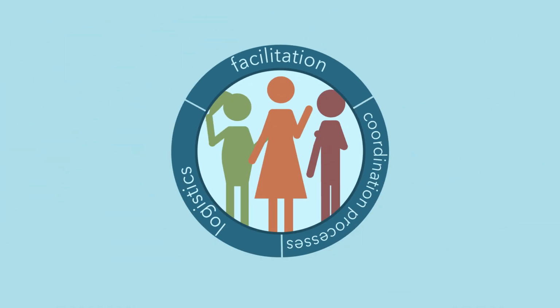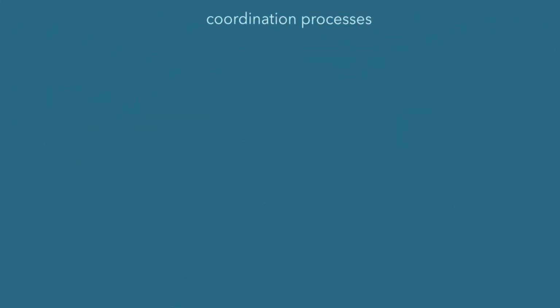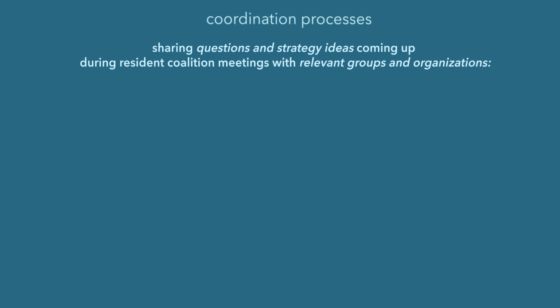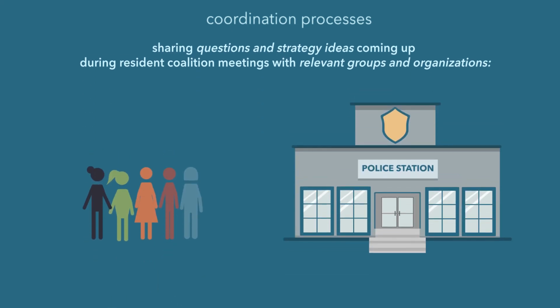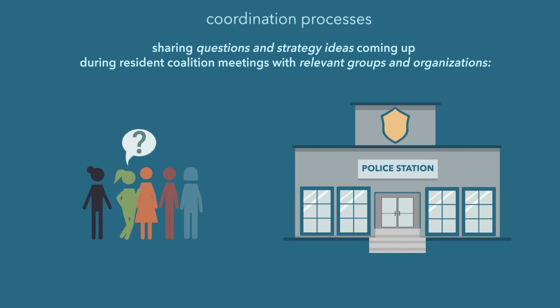In addition to logistics and facilitation, also consider coordination processes. This involves sharing questions and strategy ideas coming up during resident coalition meetings with relevant groups and organizations in the community. For example, a resident coalition might have a question to ask the city's police department to help them problem solve how to improve neighborhood safety. Someone for the coalition could take this question to the police department, and then bring the responses to the next coalition meeting.